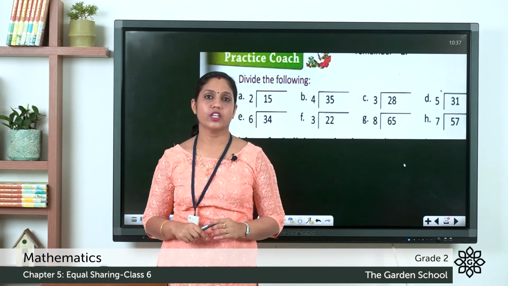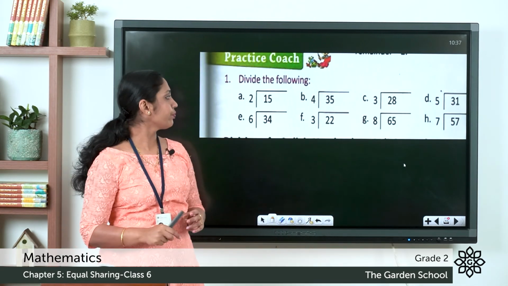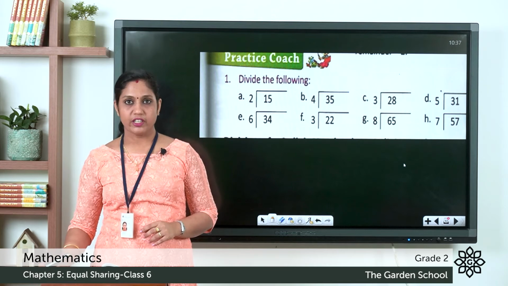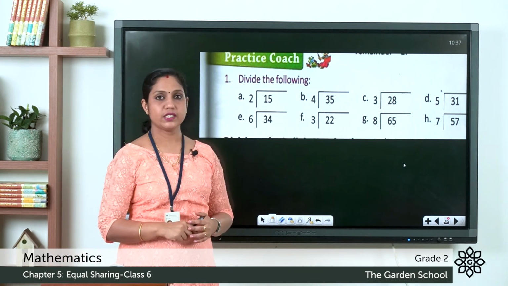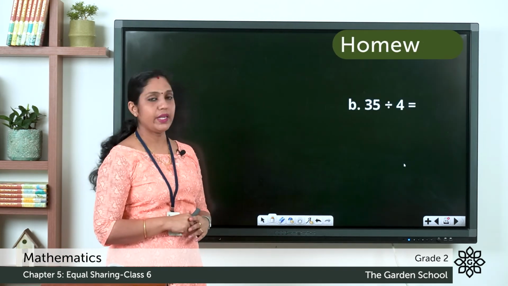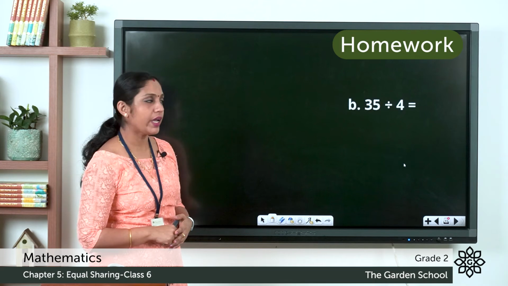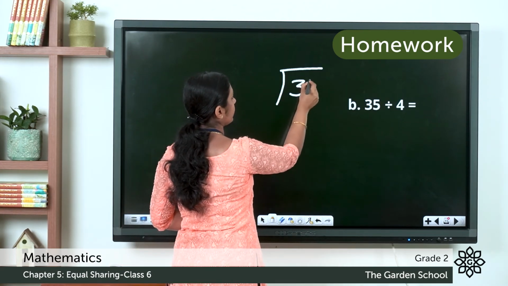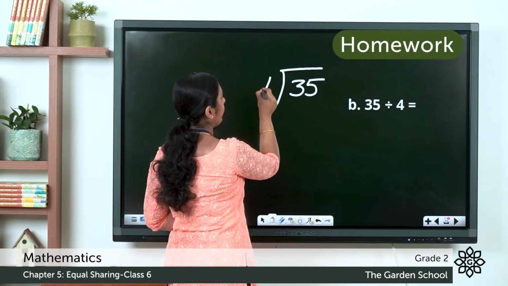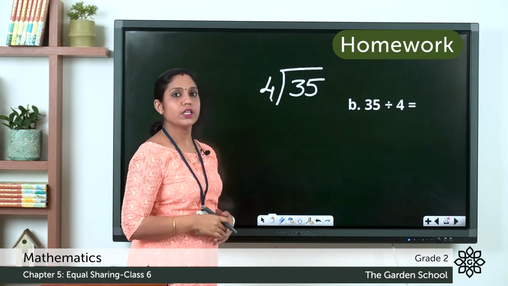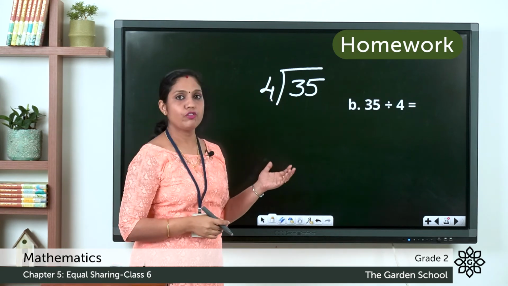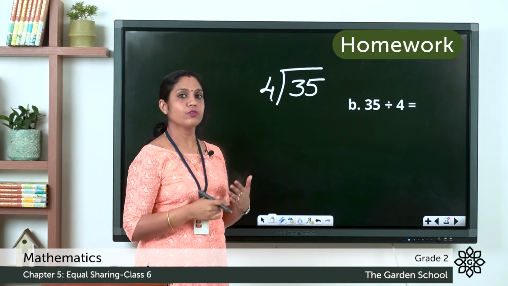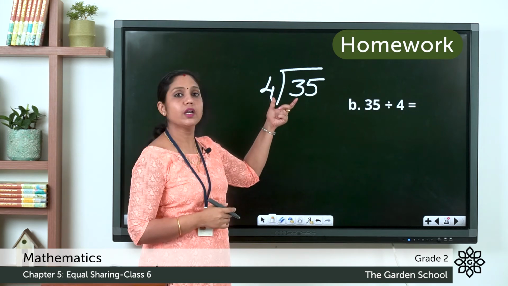So here in your textbook there is a practice coach, page number 71. So let's do some of these exercises. Question number B, 35 divided by 4. So 35 by 4. So check the table of 4. 4 1s are 4, 4 2s are 8, till you reach the number 35.